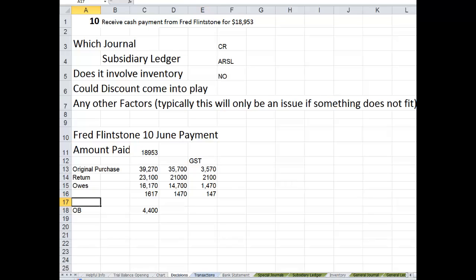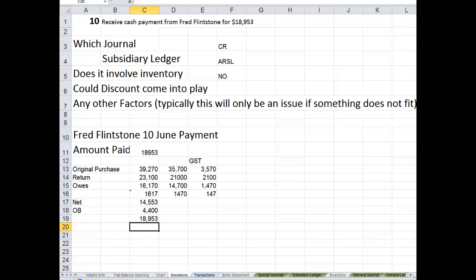So net, they will pay, the net amount will be 16170 minus 1617, and now when we add that to the opening balance, we get 18953, which is the amount they've paid. So this one actually does work out. So now let's go and record these items.